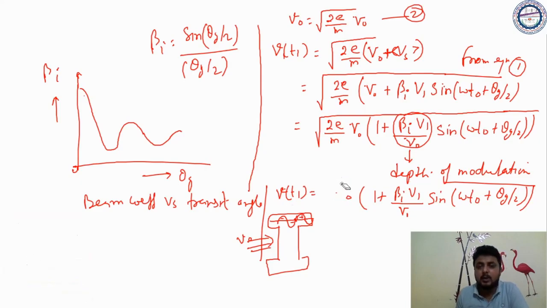So this is nothing but square root of. So this depends on this value. In the positive half cycle, v1 will be positive, and beta is, of course, always positive. So that means this v of t1 should be v naught into 1 plus something, which means this will be accelerated.